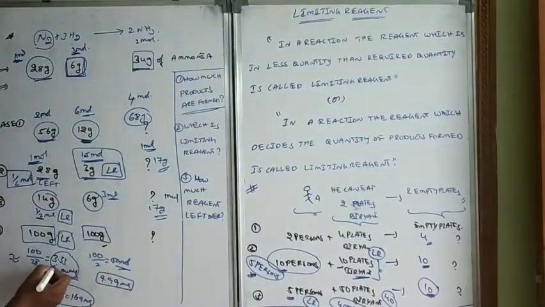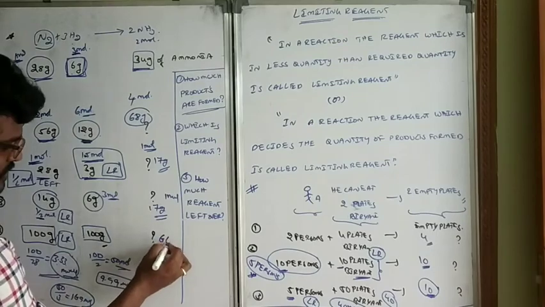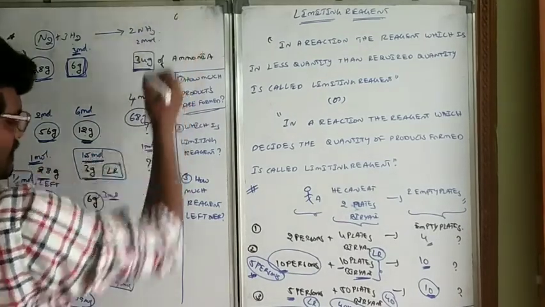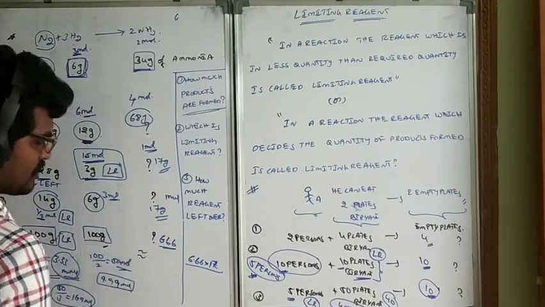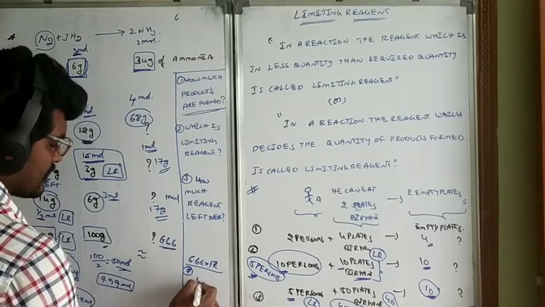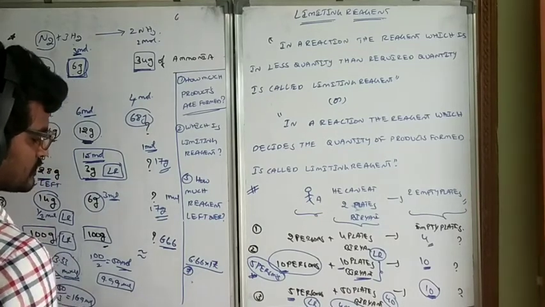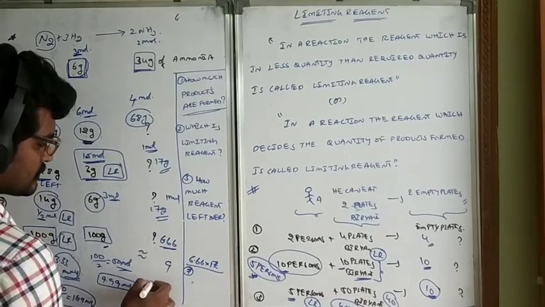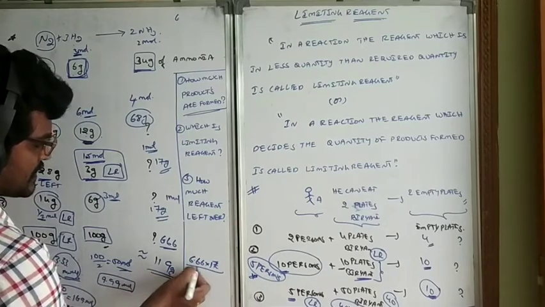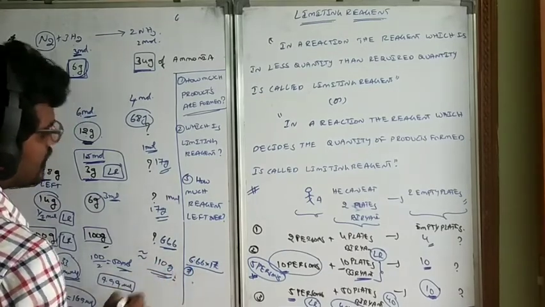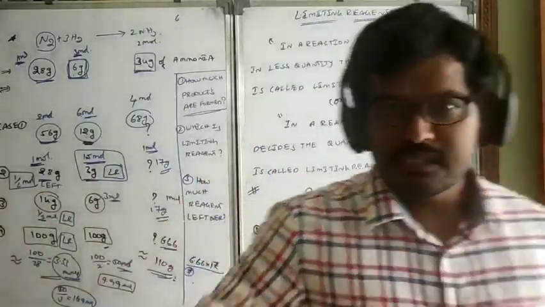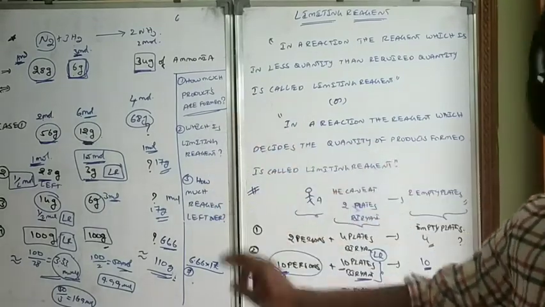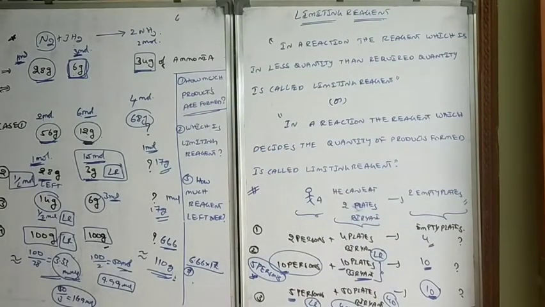So what will happen? 3.33, 1 will produce 2, 3.33 will produce 6.66. So 6.66, weight is how much? 6.66 into 17 means how much will be coming? You can take nearly 7. Nearly, since it is lower, it will be 110 grams. Like this, roughly you can correlate for the answer. So like this, we can understand what is the limiting reagent, and how we can do problems based on the limiting reagent.